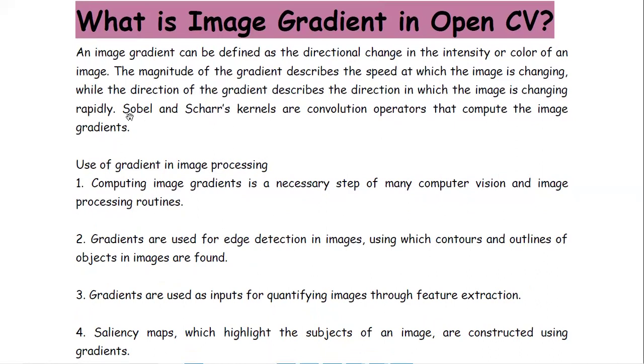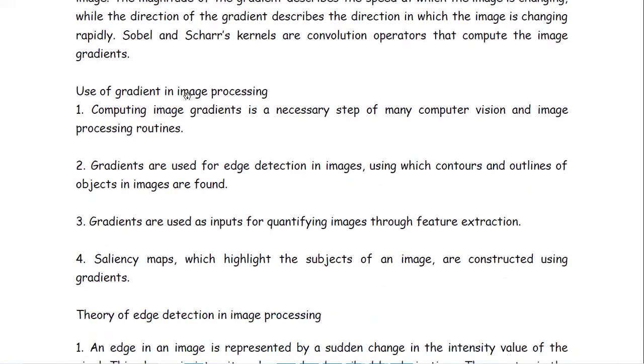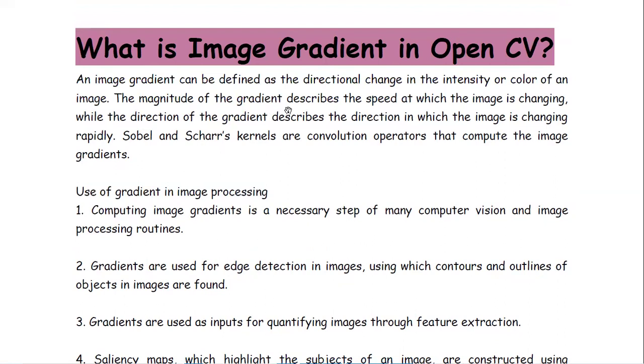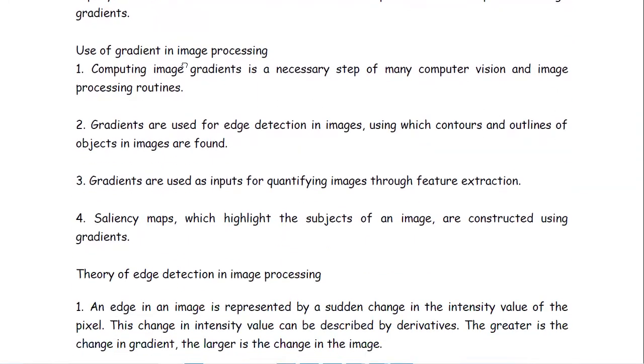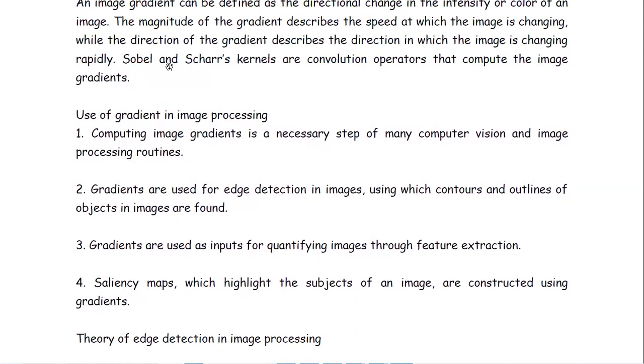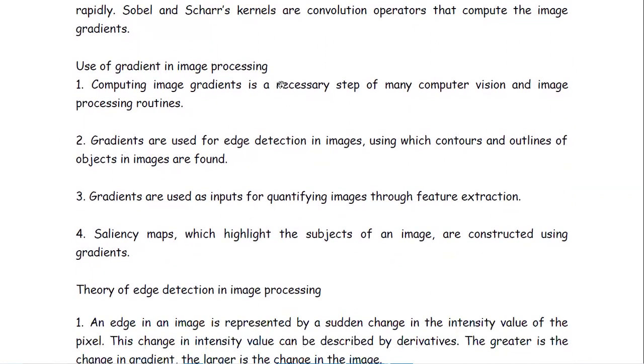Now, Sobel and Scharr kernels are convolution operators that compute the image gradient. But in today's class, we'll discuss only Sobel. Now it is clear, right? The magnitude of the gradient describes the speed at which the image is changing, and the direction describes the direction in which the image is changing. What are the uses of gradient in image processing?